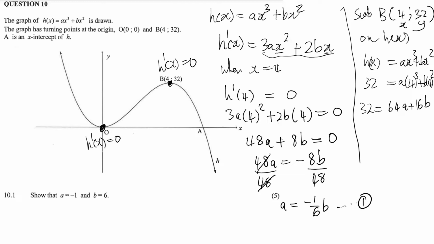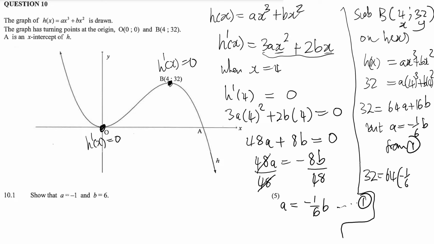We can now substitute into this equation: we can say that a = -1/6 b from equation 1. From equation 1, a equals -1/6 b. So where there is a, we're going to replace it by what?